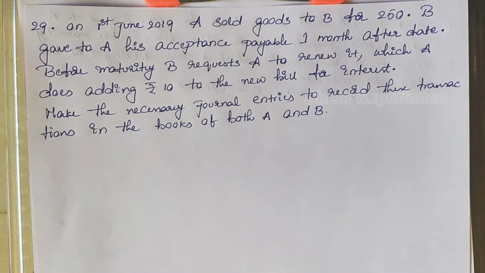Our first question is, on 1st June 2019, A sold goods to B for 250. B gave to A his acceptance payable 1 month after date. Before maturity, B requests A to renew it, which A does adding 10 to the new bill for interest. Make the necessary journal entries to record these transactions in the books of both A and B.